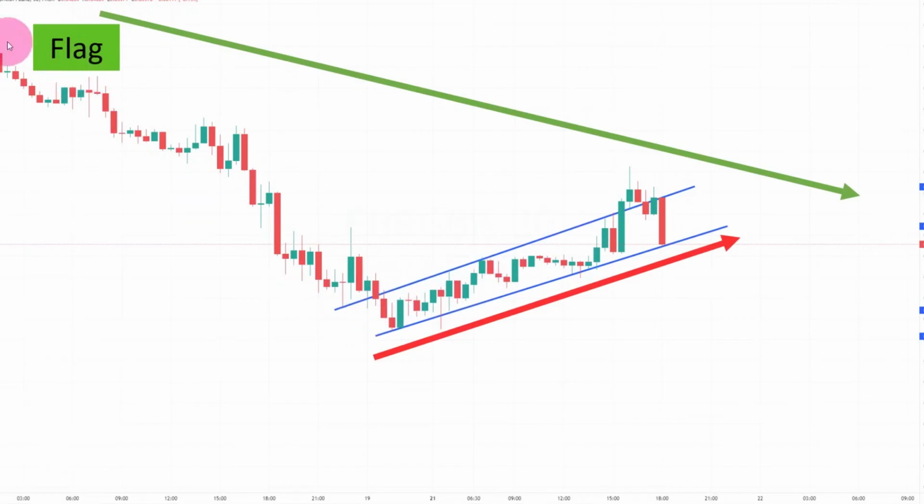So what happens is you see that the trend direction is downwards. In a very short time, the market falls. And then we have a flag. The flag is the so-called consolidation. And the market moves up. It is going against the ongoing trend direction.